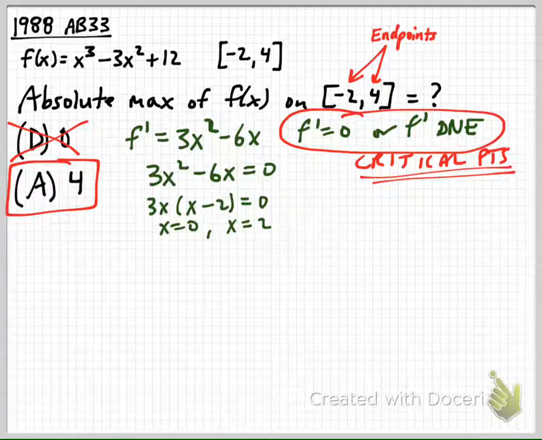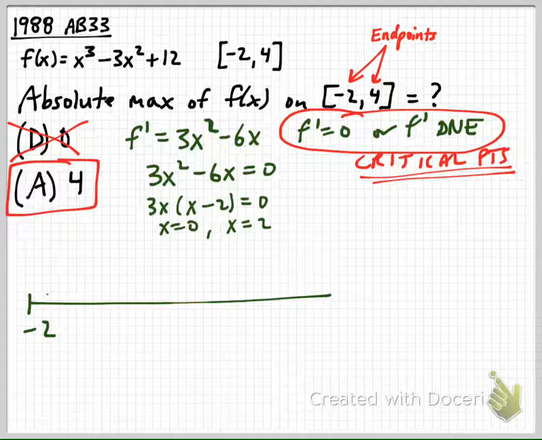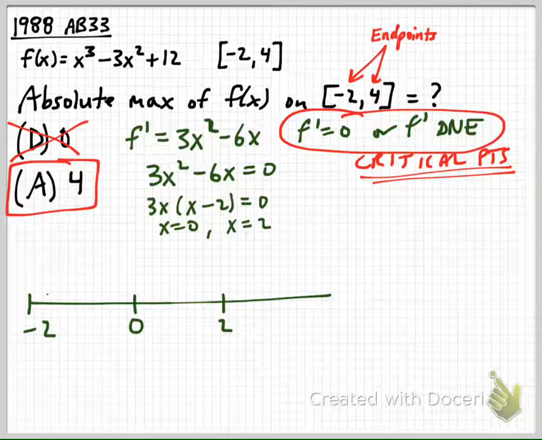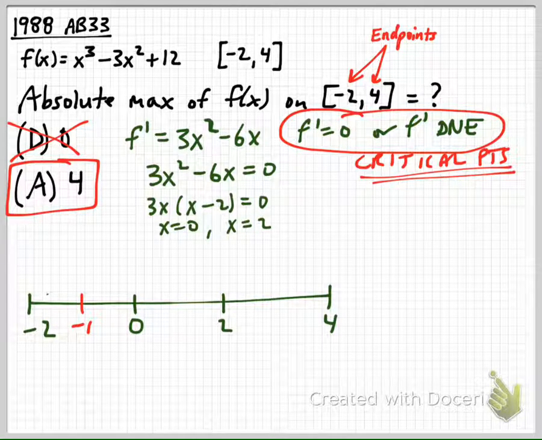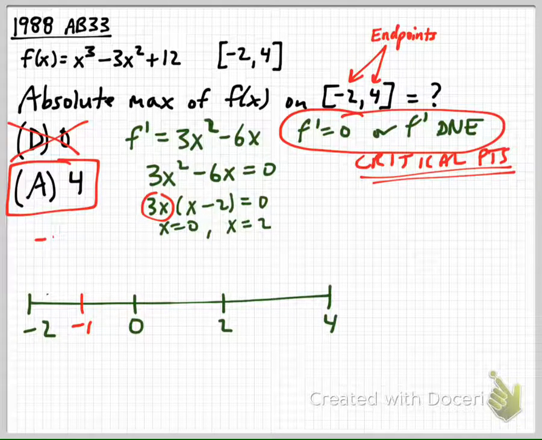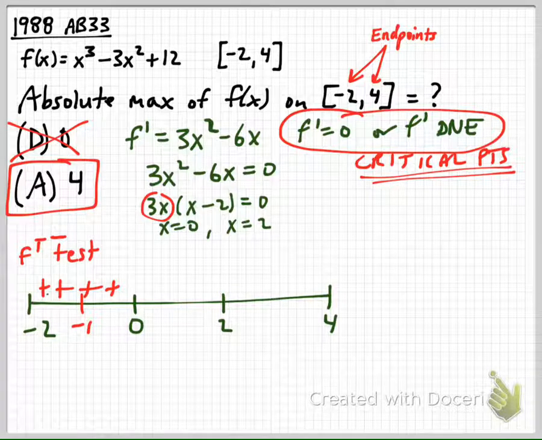So let's go ahead and make our sign chart. The left-hand side of the interval is -2, and then the next number we come to is 0, then 2, and at the other end we've got 4. Let's check f prime on the interior of this first interval. So -1 will be our test value. -1 causes the first factor to be negative, and then -1 causes the next factor to be negative. So we have plus, plus, plus. This is our f prime test. F prime is positive on that interval. Let me just double check and make sure I got that right.